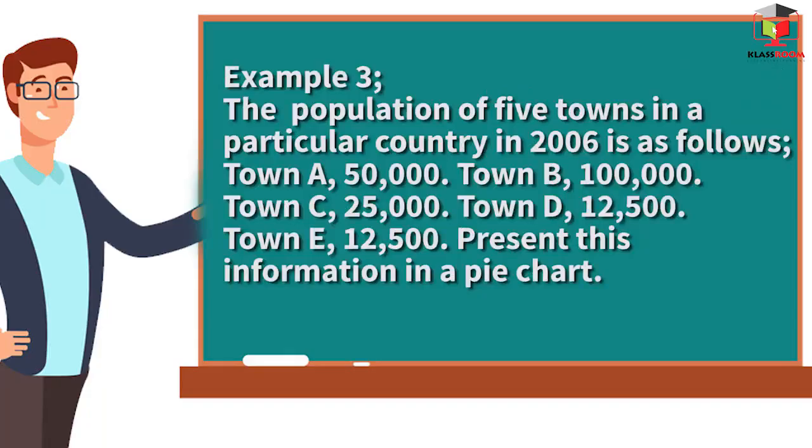Example 3. The population of 5 towns in a particular country in 2006 is as follows. Town A, 50,000. Town B, 100,000. Town C, 25,000. Town D, 12,500. Town E, 12,500. Present this information in a pie chart.